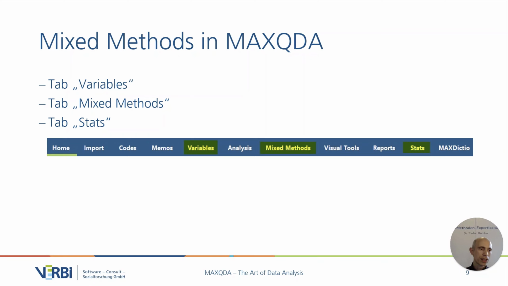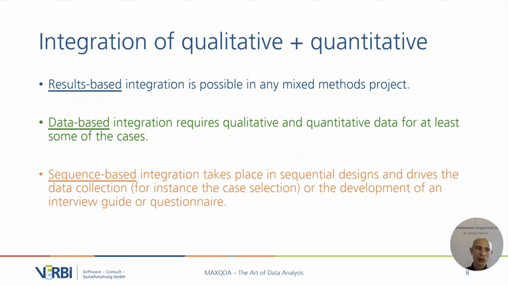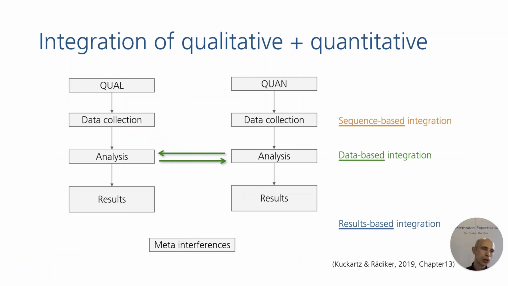There's a question. I need to go back on that qualitative and quantitative side. What do you mean by meta interferences? I thought it is meta inferences. Oh yeah, that's right. It's just a typo. I'm sorry. It's meta inferences. It was just a typo from my side.